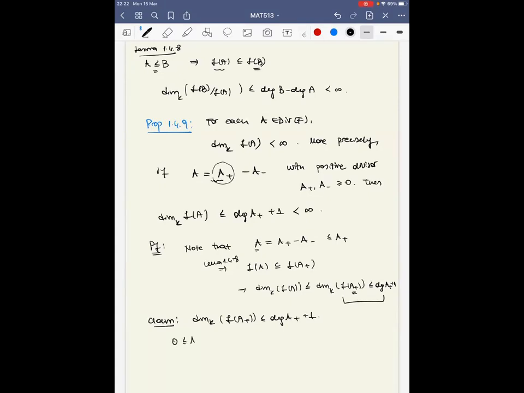Since this A plus is a positive divisor by the assumption, again by Lemma 1.4.8, we can see that the A space of the 0 divisor is a subspace of A plus, and the dimension of their quotient is bounded above by the difference of their degrees. So in this case, it's bounded above by the degree of A plus.